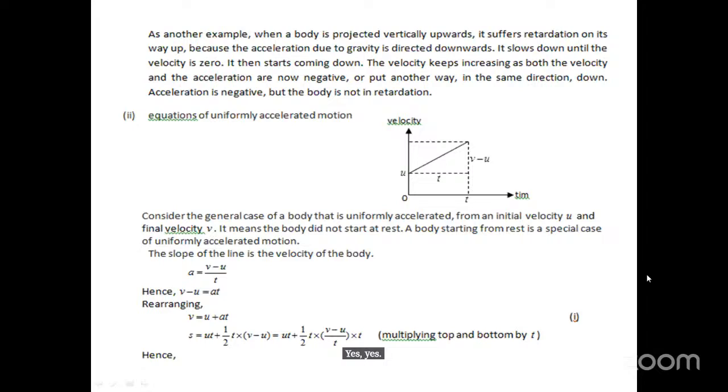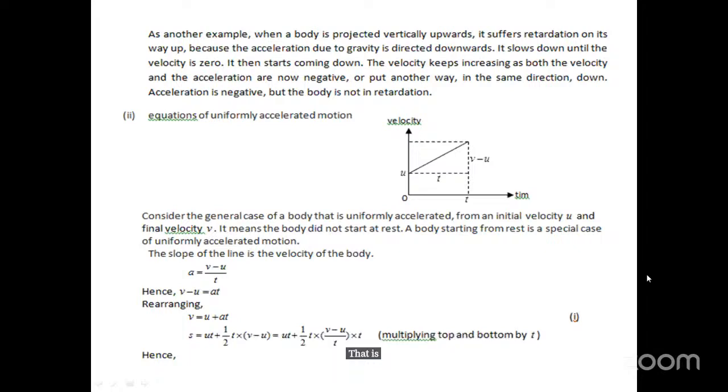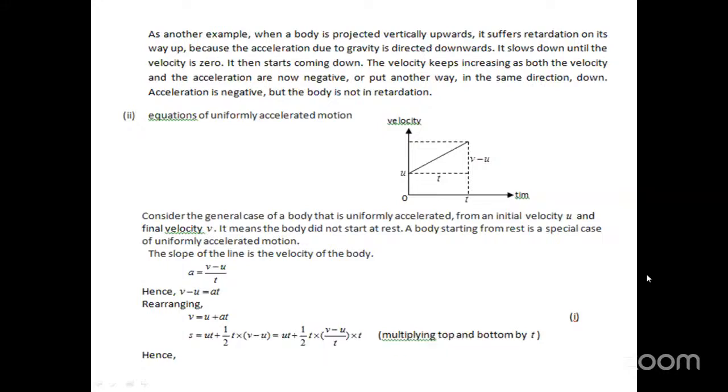As T increases, GT increases, right? But it is negative because of minus GT, right? That is why the velocity continues to decrease until GT is equal to U. When GT is equal to U, T equals U over G, right? And V is 0. What happens thereafter? GT continues to increase as T is increasing.